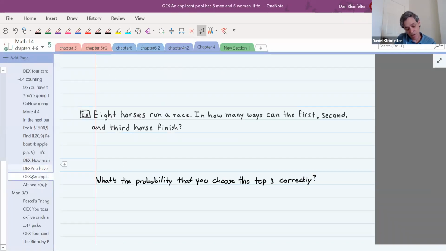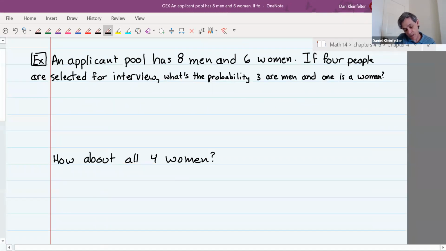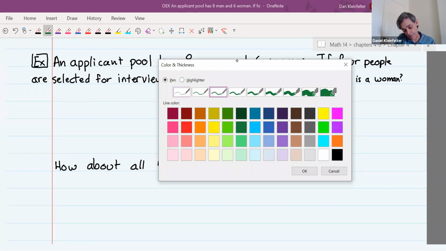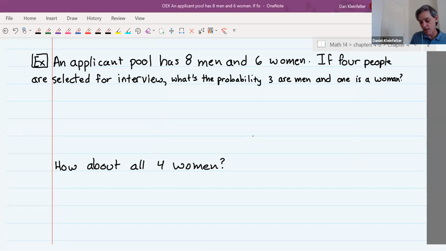Okay, we're getting there, almost finished for the day. Okay, so here's a probability problem. We're learning all this counting stuff to help us with probability, so we should do a probability. Okay, so here an applicant pool has 8 men and 6 women in it. So these 14 people have applied for a job and have made it through the paper screening process. 4 people are going to be picked for an interview. We want to know the probability, if it's random, that 3 are men and 1 is a woman.